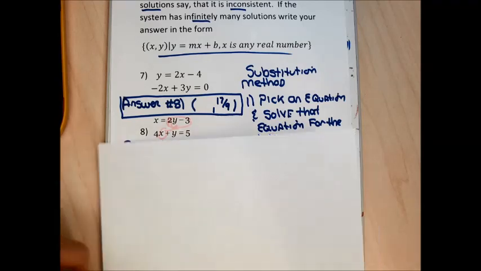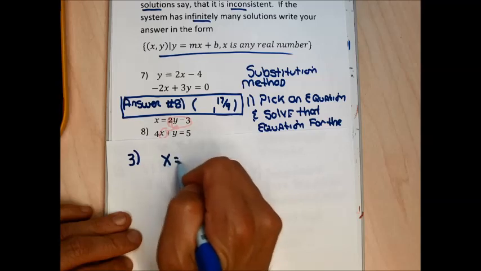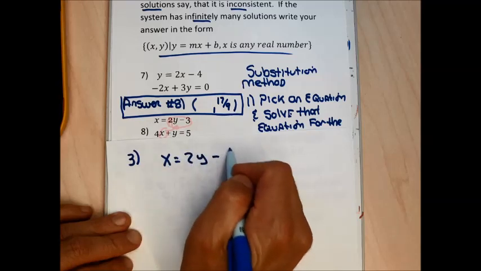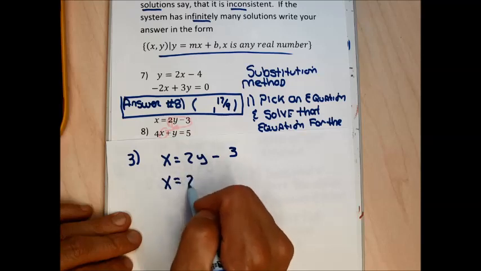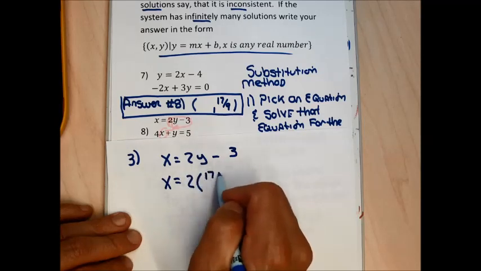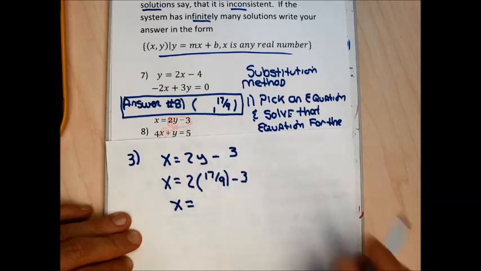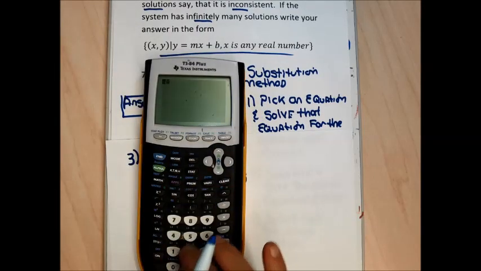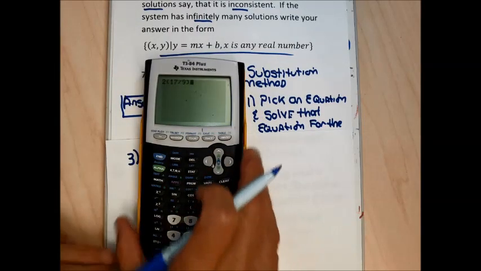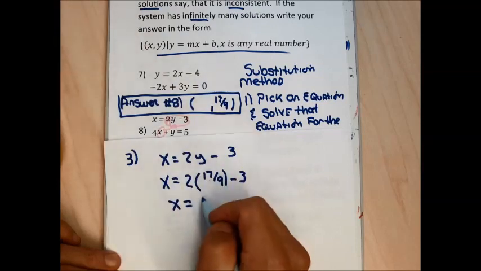When I go to do my step 3 in this problem, to solve for the other letter, which is the x, I'm going to use x equals 2y minus 3. And I'm going to plug in 17 over 9 for y. So I'm going to go 2 times 17 over 9 minus 3 equals x. And I have no desire to do that by hand. So I'll pull out my calculator and go 2 parentheses 17 divided by 9 minus 3, math, enter, enter, and I get x is 7 over 9.